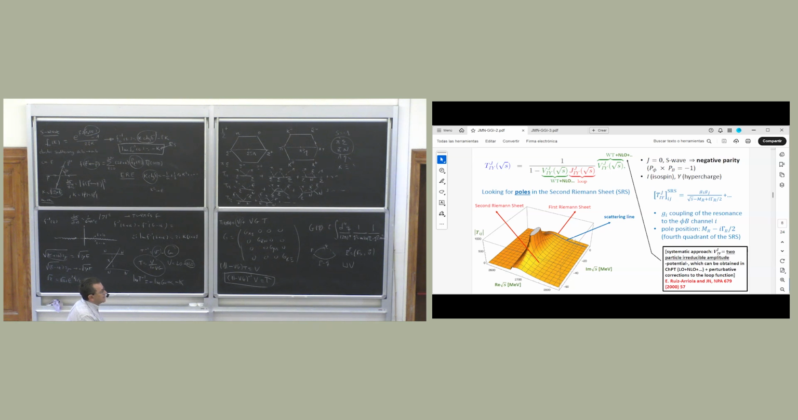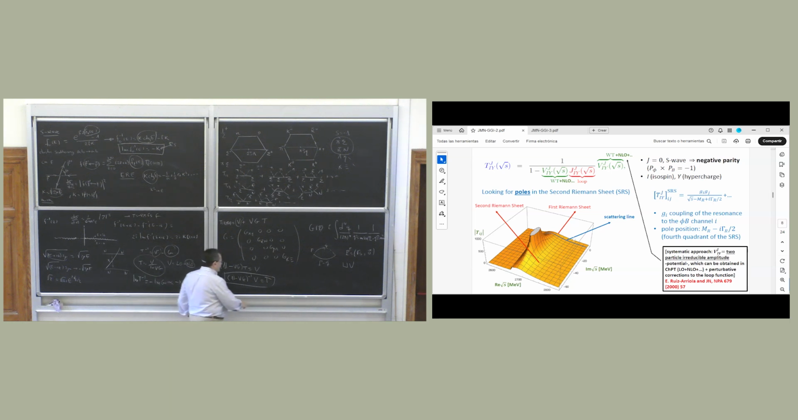And then the position of the pole in the complex plane tells you things about the mass of the resonance and the width of the resonance, right? And then the residue of the pole tells you things about the coupling of this resonance to the channels, to G_i, to the channel. So what is the coupling of this resonance to the pi sigma channel or to the K bar?